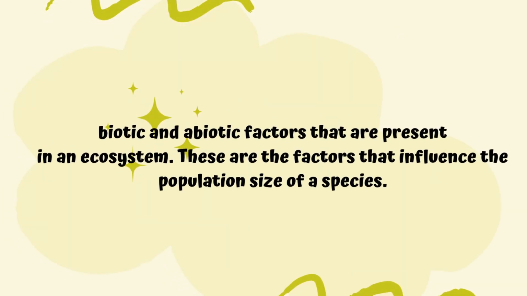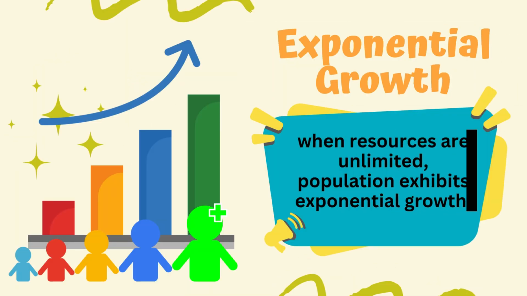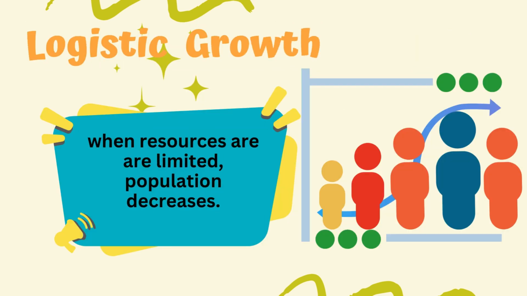Biotic and abiotic factors that are present in an ecosystem are the factors that influence the population size of a species. Population grows exponentially when resources are unlimited, due to the attainable carrying capacity. But when the resources are limited, the population exhibits logistic growth.